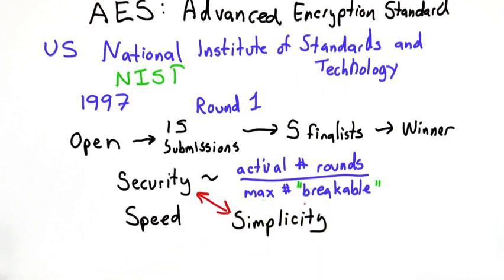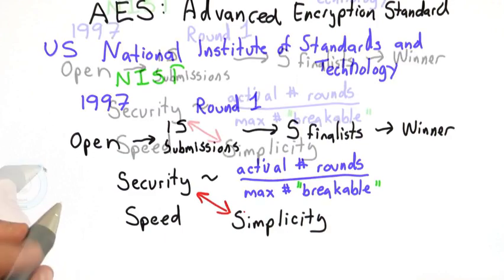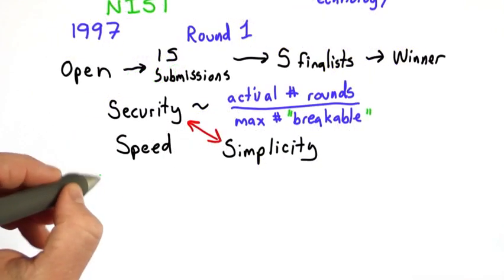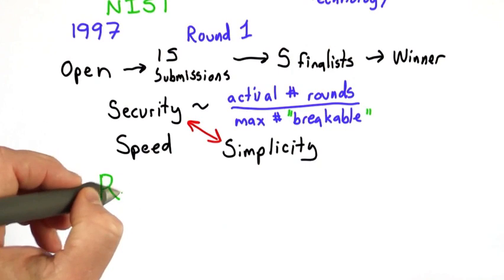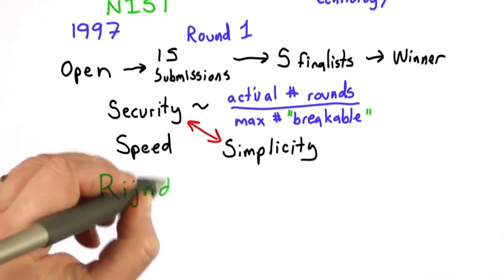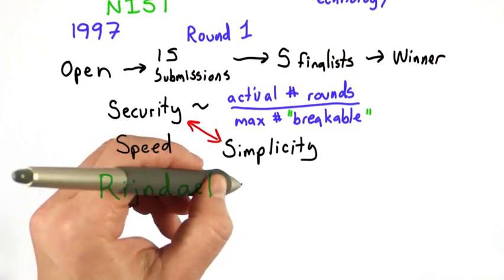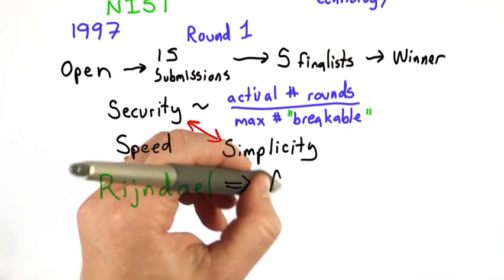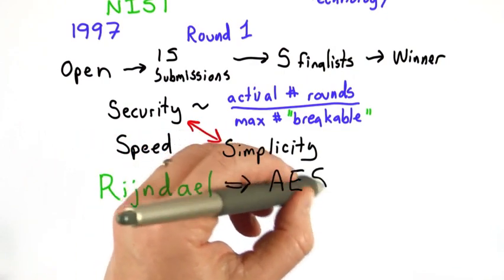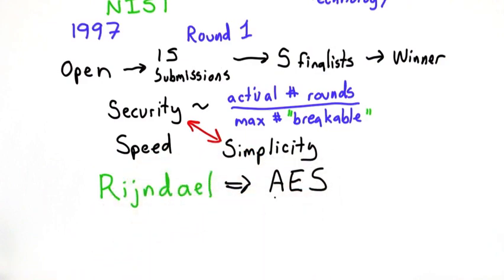Simplicity aids the analysis to make it more clear whether the cipher is secure or not. So the winner of the AES competition was a cipher known as Rijndael, which was developed by two Belgian cryptographers. The good thing about it winning AES is now we don't have to figure out how to pronounce it correctly in Belgian. It's now called AES.